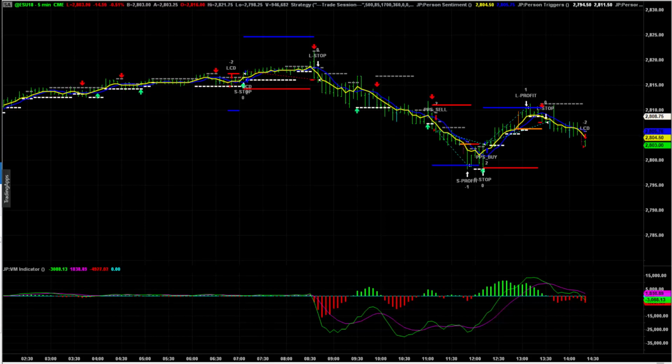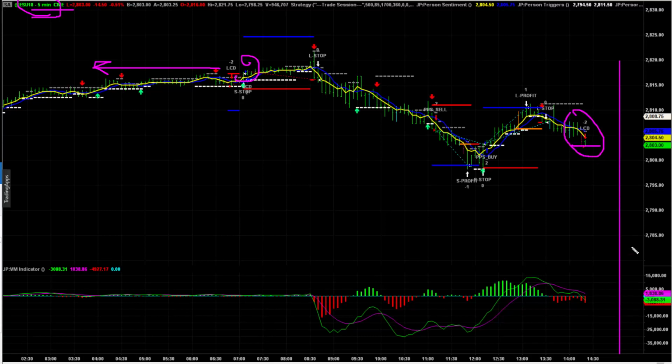I just wanted to go through a quick little update on the Person Algo Optimizer. This is the 5 minute system, and this takes longs and shorts. As you can see, it had a couple trades this morning pre-session. Now, it doesn't take any trades prior to this, and it'll stop taking trades after 3:30. And of course, we've just entered into a new short position.